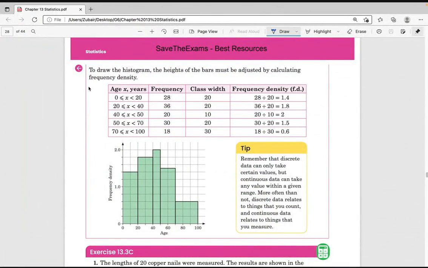Now see the first one. Class width is already written. So 0 to 20, this is 20, 20 to 40, 40 to 50 is 10, 50 to 70, 20, and 70 to 100 is 30. Now frequency density would be frequency divided by class width. So 1.4, 1.2, 1.5, and 0.6. So see, the bars are of unequal width. But drawing the frequency density gives a fair comparison.